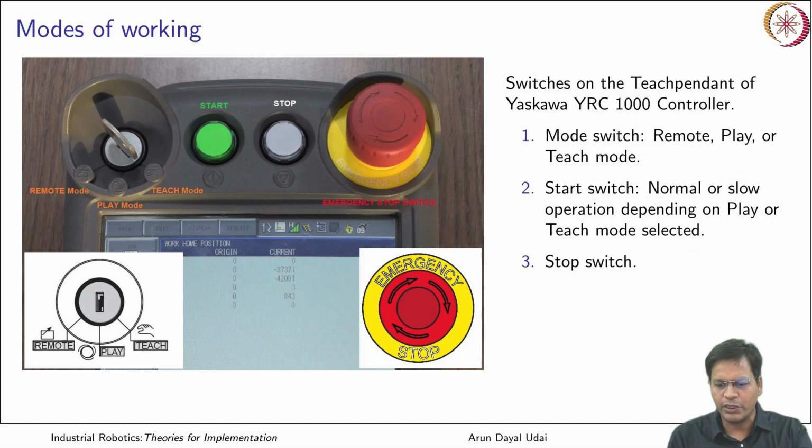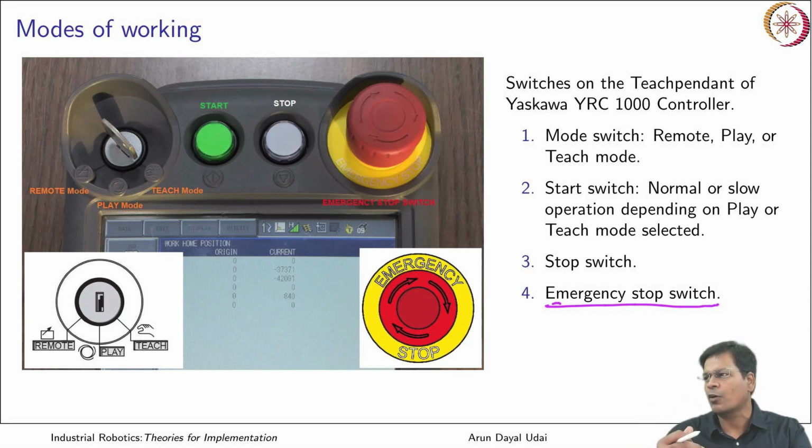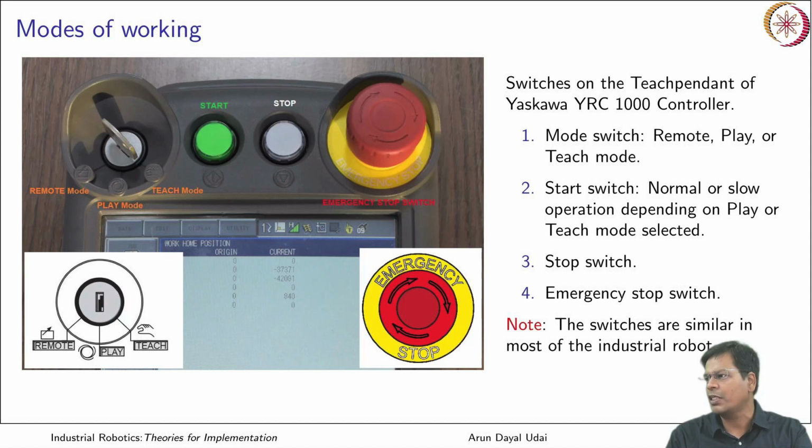Similarly, you have a stop switch, that is to stop the operation, and an emergency stop switch, for any emergency or when you are leaving the robot without any job to be done; you can keep it pressed. There are at least 3 locations where you can find it. This one is on the teach pendant, you also have one outside the workspace, outside the cage that you have seen, and it is also on top of the hardware controller for this robot. The switches are very much similar in most industrial robots.